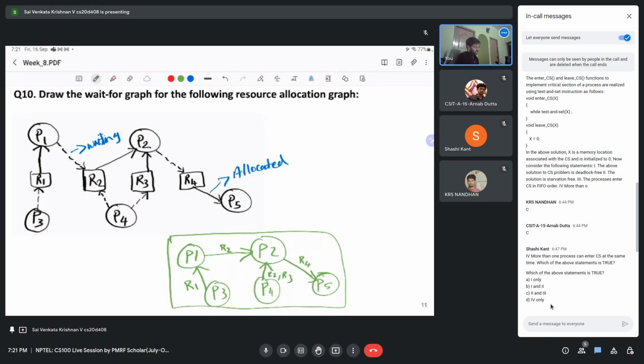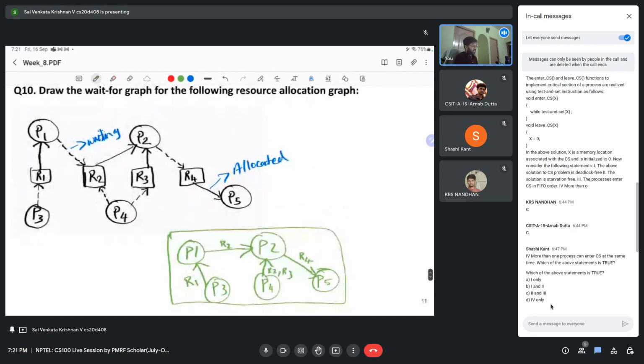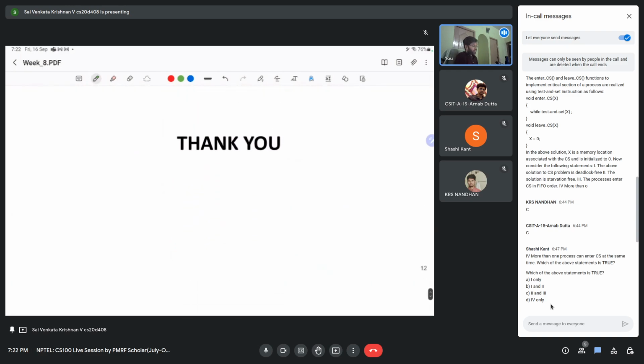Any doubts in this question? So there were no options. It's just that I added a question at the end. Did you understand the wait for graph construction? Any doubts in this question while constructing the wait for graph? If there are no doubts, then that's the end of the session.